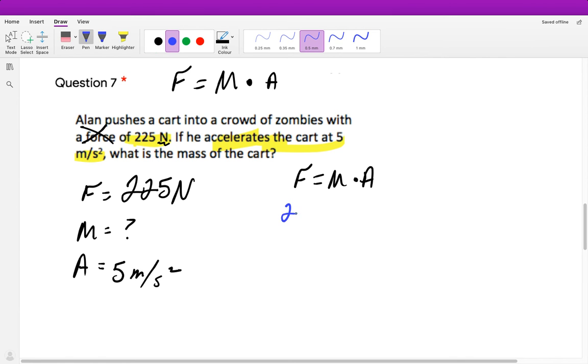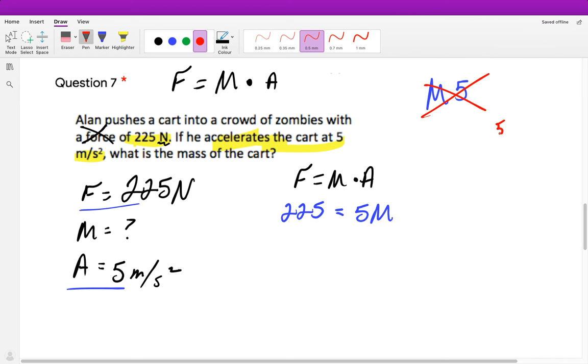So our force is 225, so I can substitute 225 in for F. My acceleration is 5, so I'll substitute 5 in for A, and we write it as 5m. Remember, we do not write our coefficient behind it like this. That is not correct. We would always write it as 5m. All right, and then we will go ahead and divide each side by 5. And our mass is then going to be equal to 45 kg.